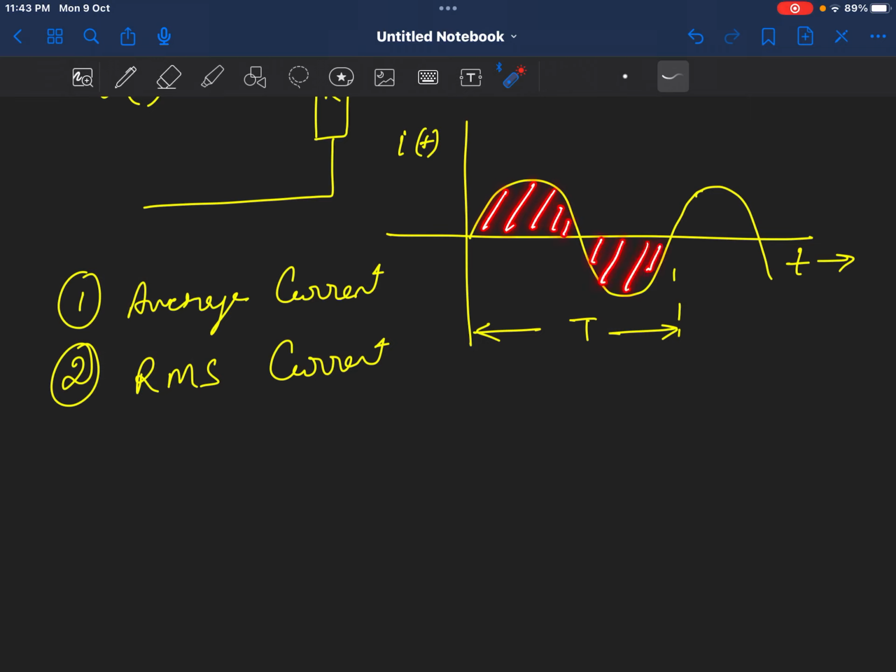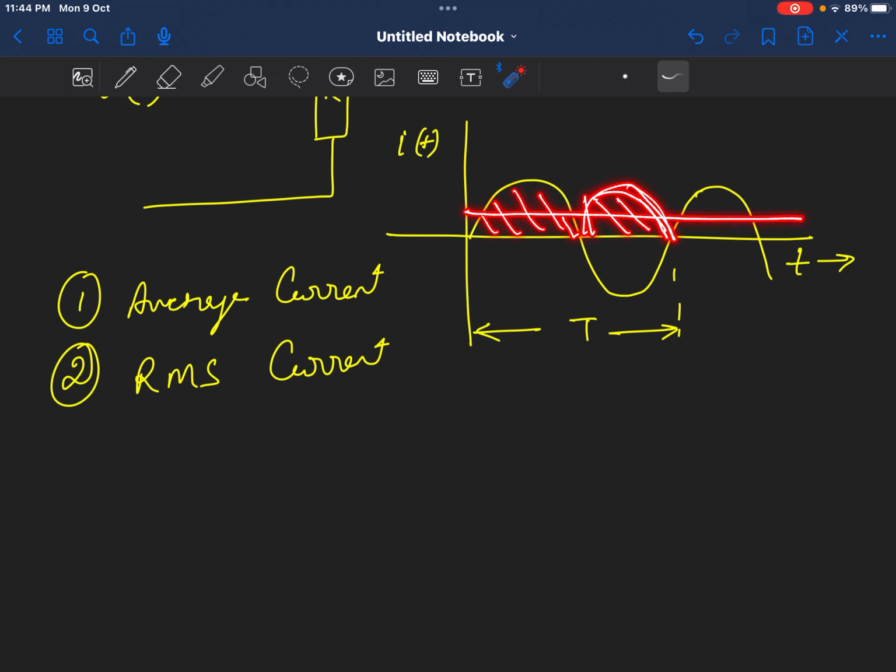This is the charge. For an AC waveform, the total charge transferred during a time period T is equal to 0. So in order to calculate the charge transferred, we can invert the negative half and calculate the amount of charge that is being transferred. In this way, we can calculate the average charge that is being transferred.